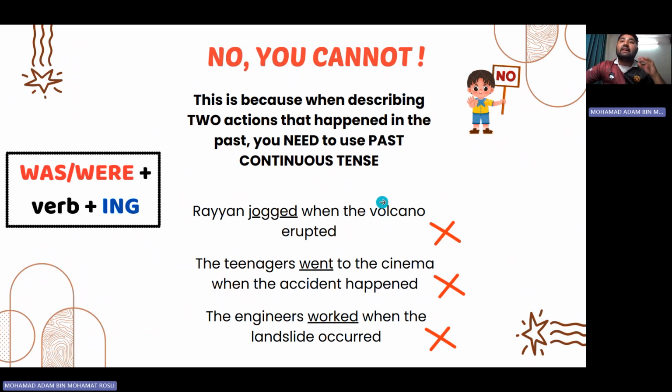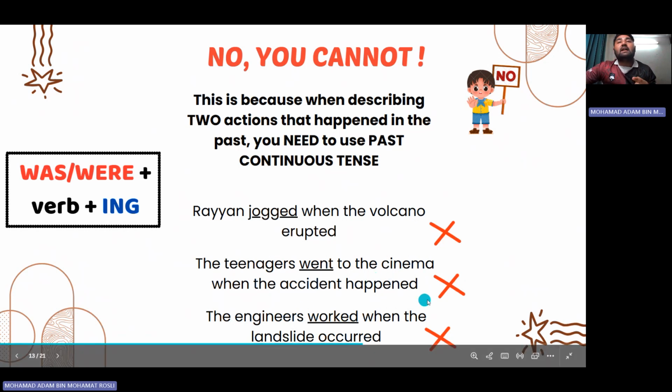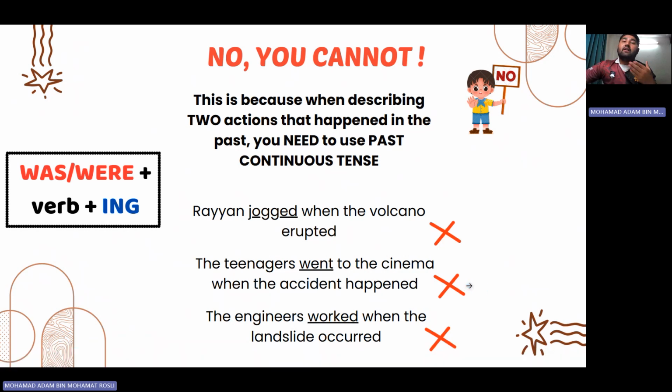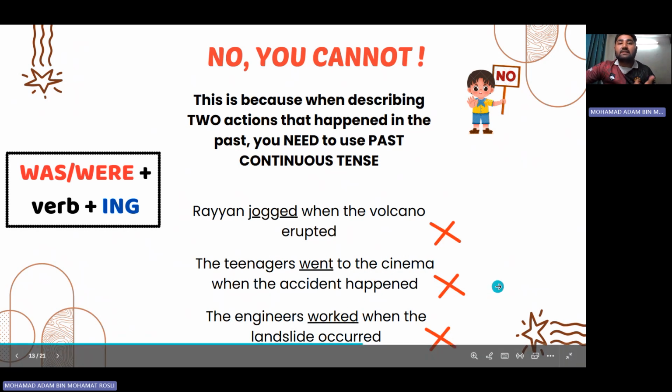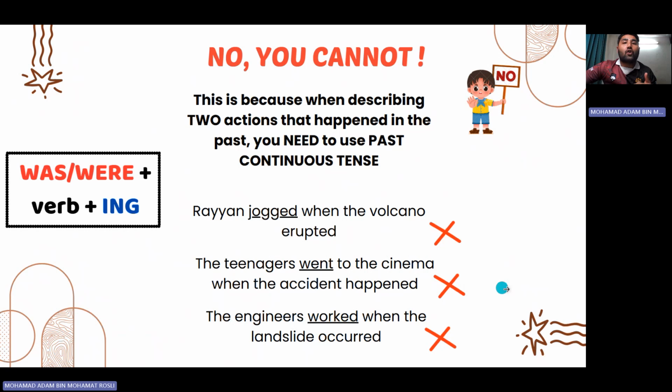Basically, the sentence is grammatically incorrect. And also, the teenagers went to the cinema when the accident happened. This is also an example of a grammatically wrong sentence. You cannot use this sentence, as well as the third sentence, which is the engineers worked when the landslide occurred. So because all of this is wrong, because you are describing two activities that happened in the past.